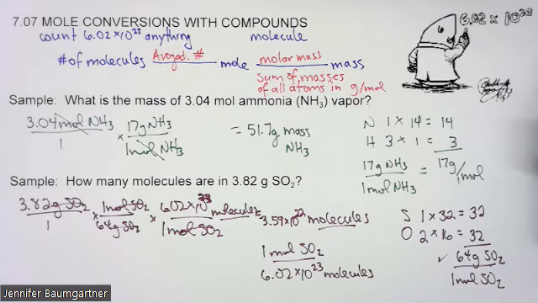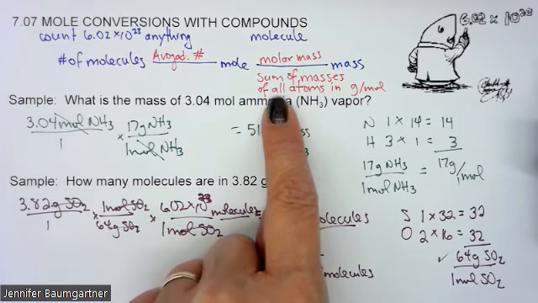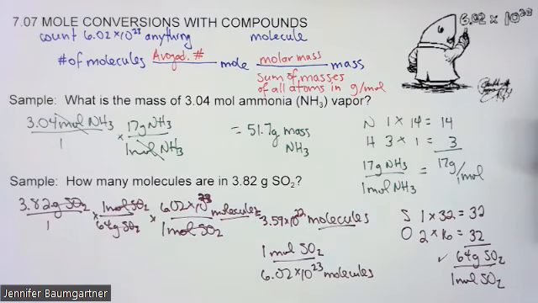So this isn't anything new. It's the same thing we did back in chapter 3. The only difference is now instead of just using the elemental mass, I have to find the molar mass for the compound, but everything else is the same. All right, I hope this all came back to your memory.